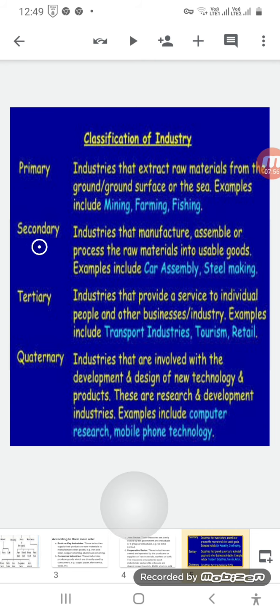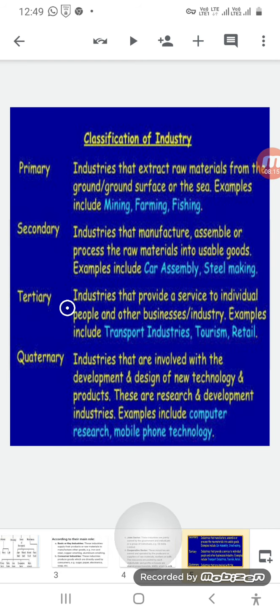Then we have secondary industries that manufacture, assemble or process the raw material into usable goods. We use the raw material and then we make things which are usable, like car assembly and the steel making industry. These are the secondary industries.